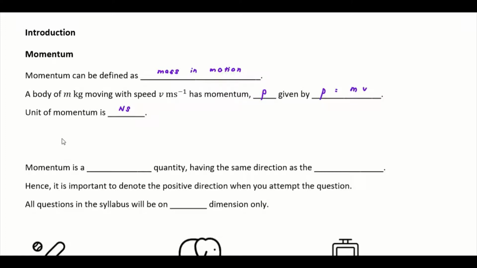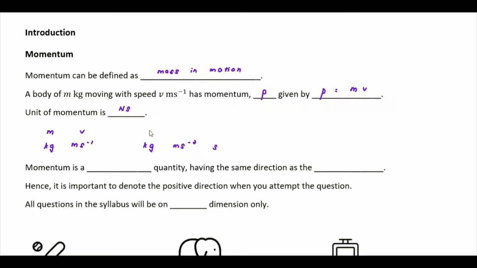We know that p equals mv. So what is the unit for m and v? m is the mass, so it's kg. Velocity is meters per second. What we are trying to do here is to split this, so we get kg, then meters per second squared. To get back to meters per second, we multiply by an s.